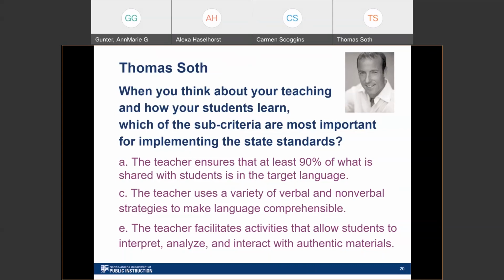That's interesting. So there's those whys, but when you put it in the how, the first bit is, if I want to put those three statements together, we want to use 90% and more of the target language in your class by helping students interact with authentic materials by using verbal and nonverbal strategies to aid comprehension. So I see those three as all coming together.